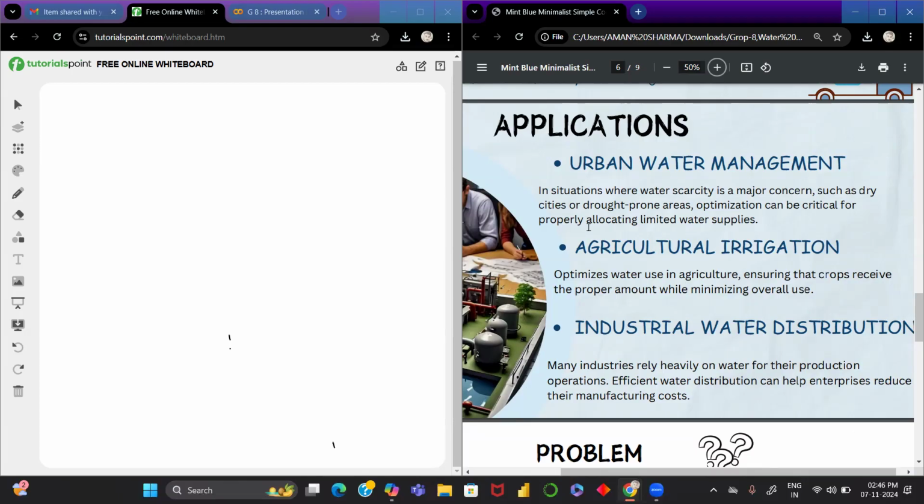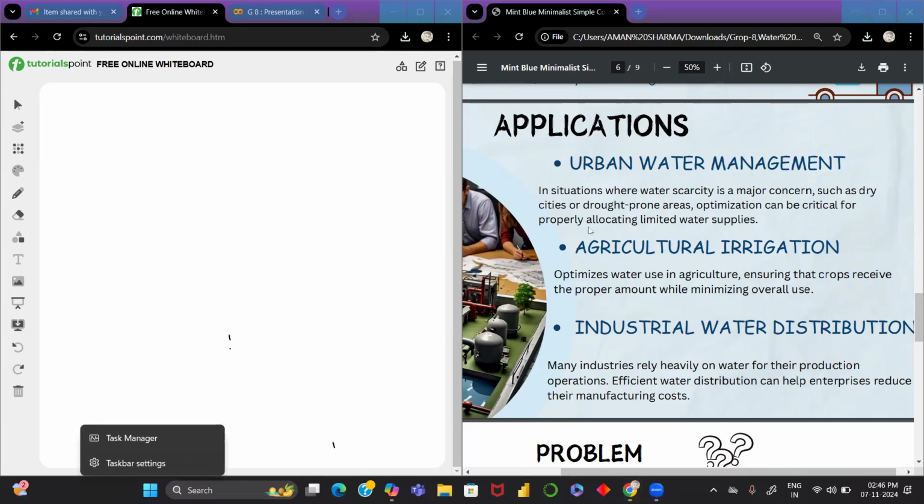The third application is industrial water distribution. Many industries depend heavily on water for their production operation. Efficient water distribution can help enterprises reduce their manufacturing cost. Optimization ensures that water-intensive processes receive the appropriate amount while also recycling water where possible. This leads to cost saving on water supply and reduced wastewater.